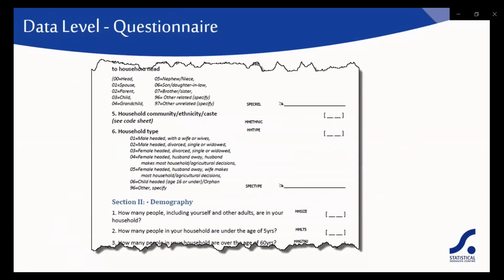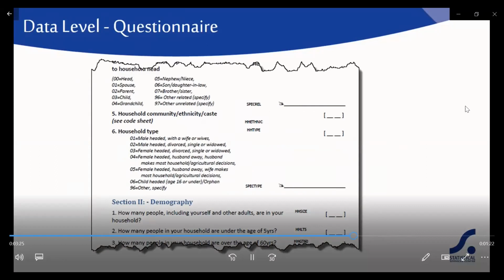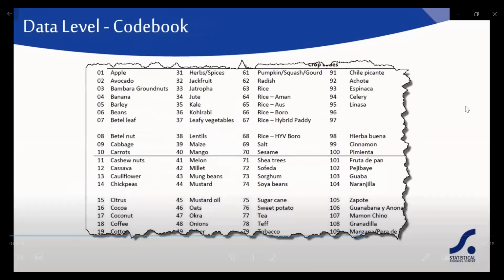This alleviates the need to have a separate document with all the variable labels. We've also included many of the codes within the questionnaire. A couple of examples visible in this extract are the relationship of the respondent to the household head and the household type. Where there are too many codes to fit onto the questionnaire, we have included a separate codebook. Part of the codebook is shown here. This extract shows some of the crop codes that were used.